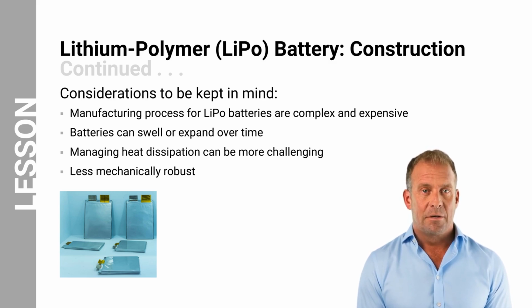Thermal management: managing heat dissipation can be more challenging in LiPo batteries, as uneven heat distribution can lead to safety concerns. Mechanical stability: LiPo batteries might be less mechanically robust than cylindrical or prismatic cells, making them more susceptible to damage from external forces.